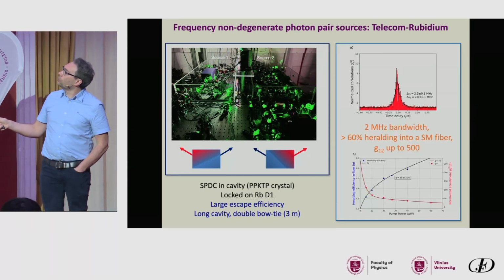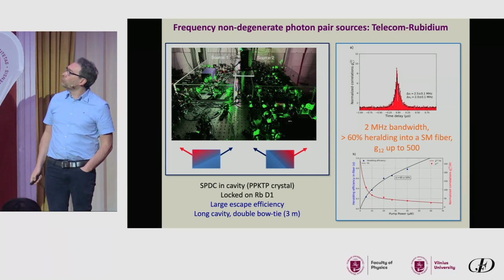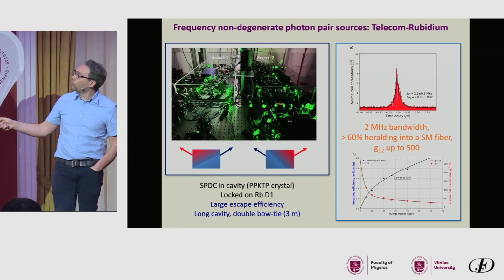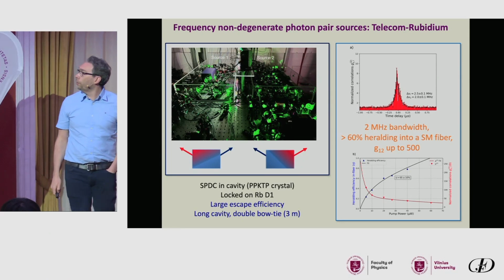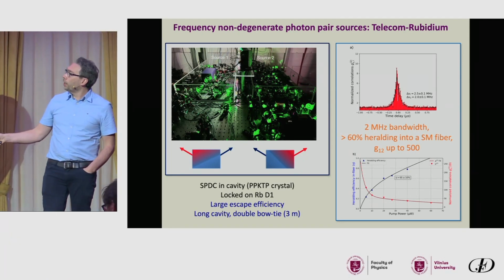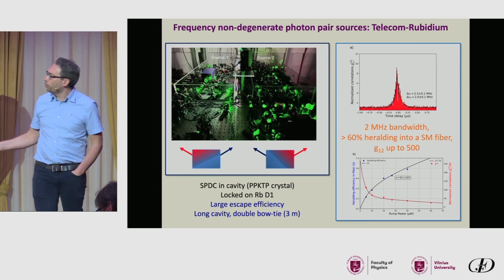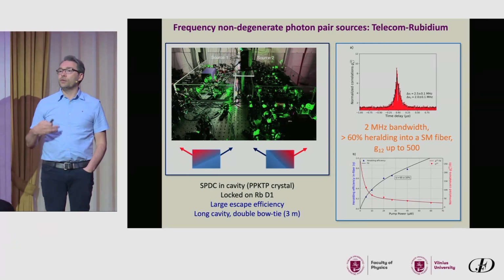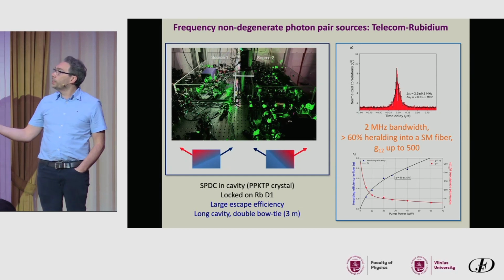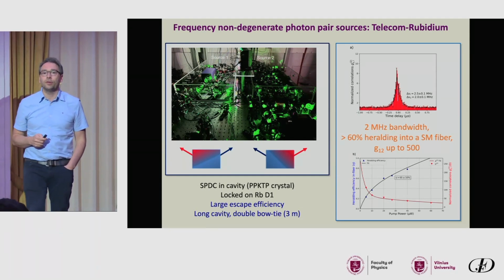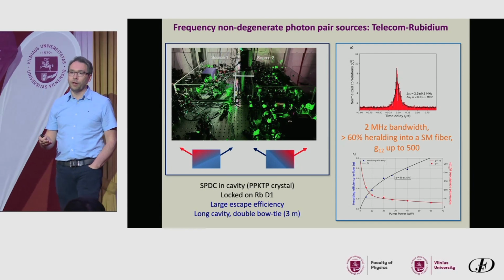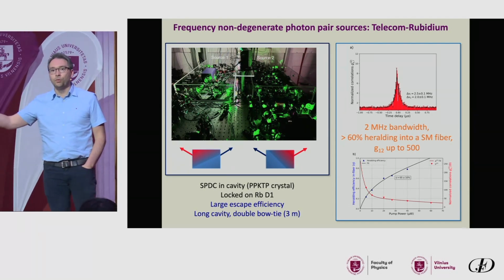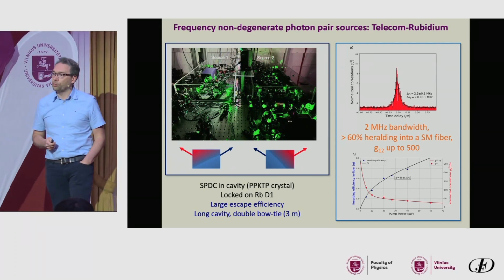So this is the result. This is a G12 measurement, for instance. You see signal on idler, and indeed we are around 2 megahertz bandwidth. And importantly, the heralding efficiency. I won't detail that, but that's the measurement. The result is that in the single excitation regime, you have above 60% heralding into a single mode fiber. So this is really what's going to be used in my Bell state measurement.